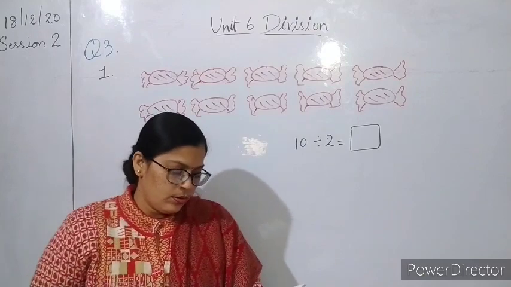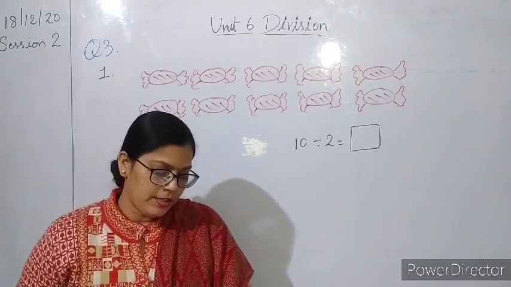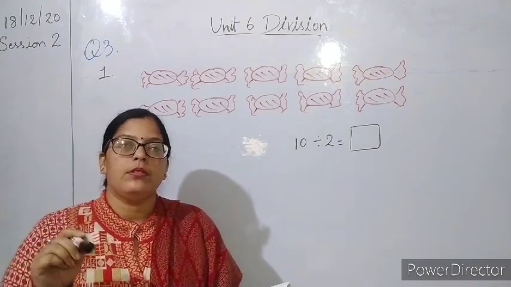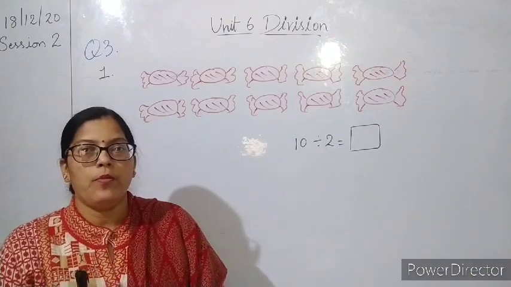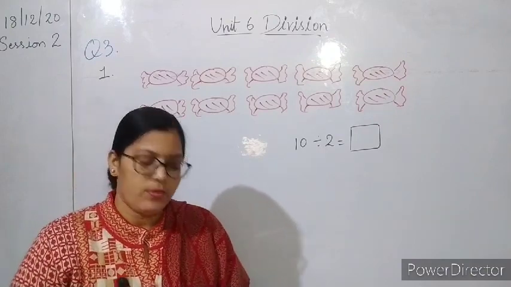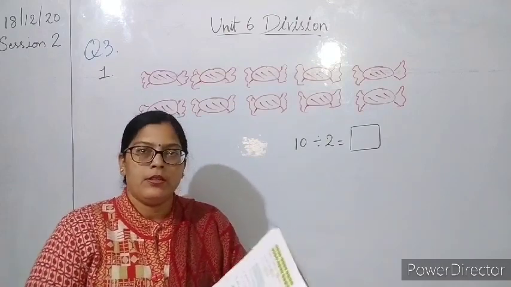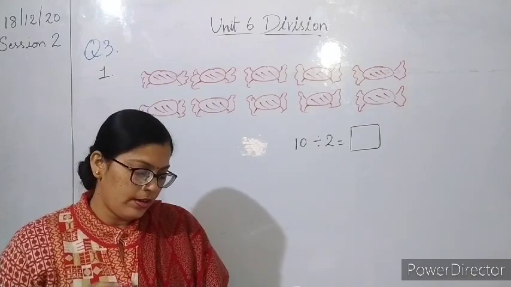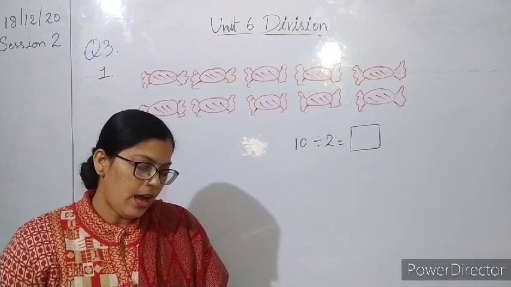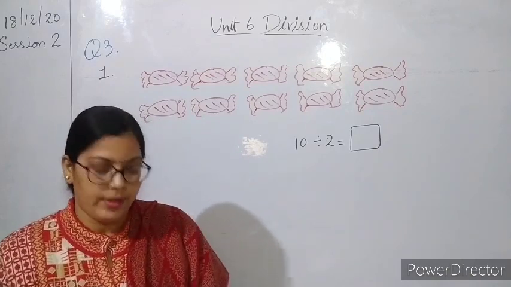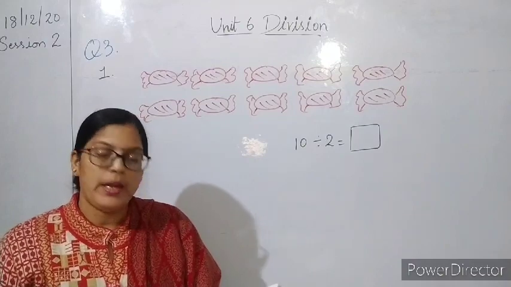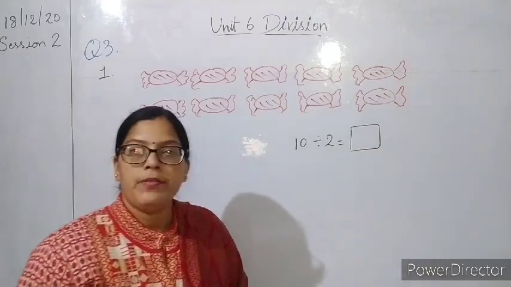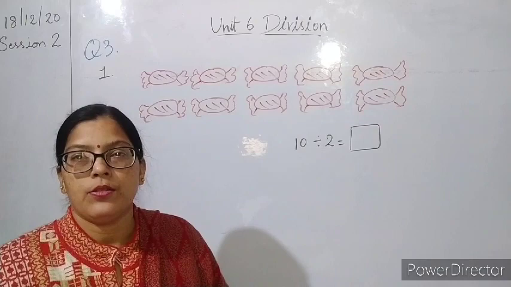Okay children. Question number 3 is make groups and fill in the boxes. Now here we have to make the groups and find out how many items each group will get. Okay. Now below this picture, the number of toffees is given here. It is 10. 10 toffees are given here. And what is asked to do? 10 toffees are to be divided among 2 children. Okay. And we have to make groups of 2. The question is written below this picture.